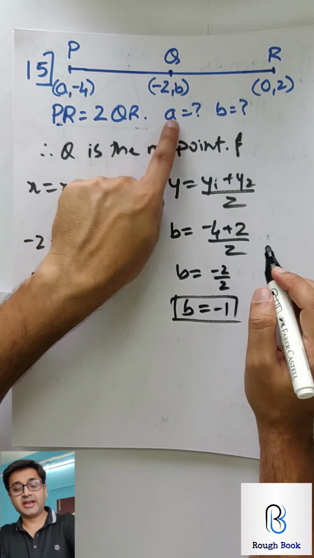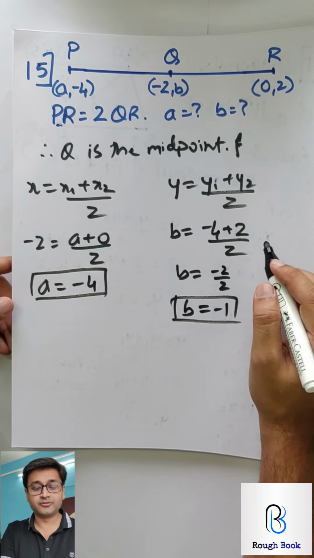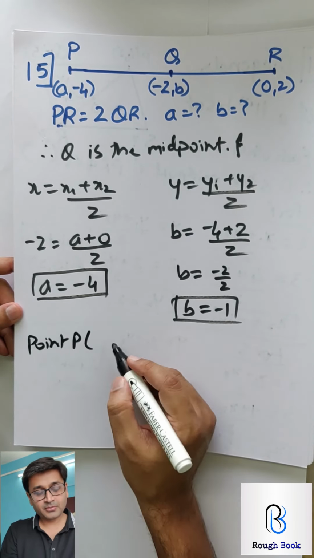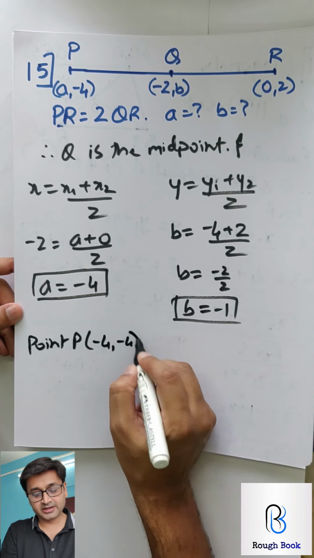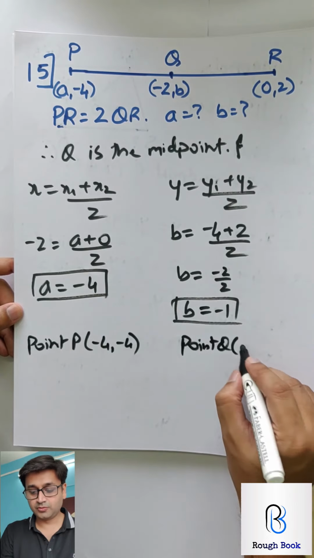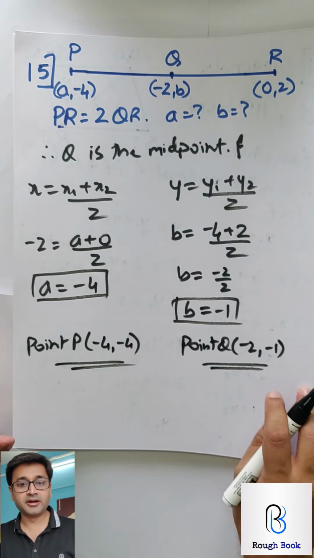Your target is to find A and B. You have found A and B. No need to substitute back in P and Q. If you still want to be sure, then better do it. So point P is A, which is -4, -4, and point Q is -2, B, so -2, -1. So you are very sure now that no one can deduct your marks.